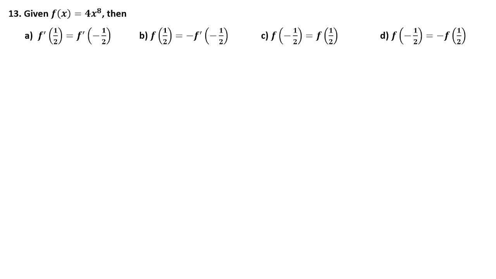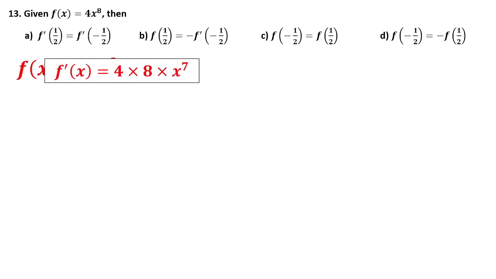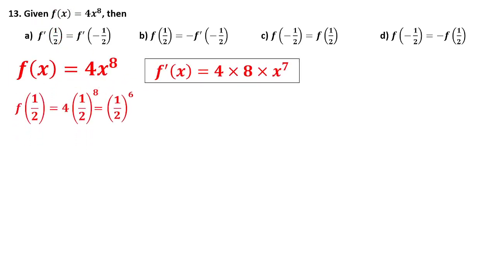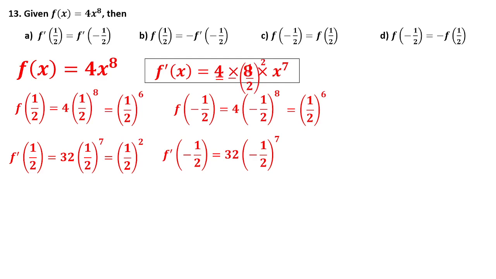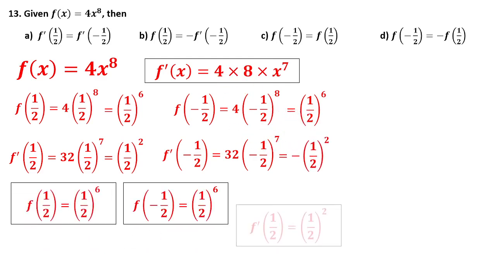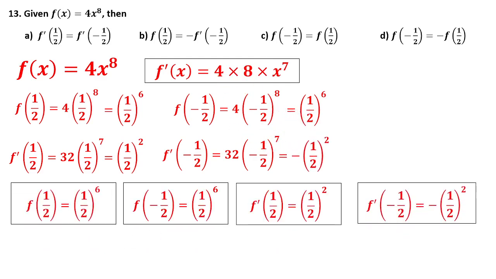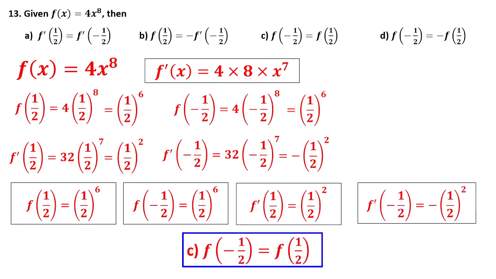F of x is 4x power 8. We have to compare the values of f of 1 by 2 and f dash of minus 1 by 2. Let us check. F of x is given, f dash of x is given. We are finding f of 1 by 2 and f of minus 1 by 2, and we are finding f dash of 1 by 2 and f dash of minus 1 by 2. Let us compare them now. By just comparing these values, you are checking that f of minus 1 by 2 is same as f of 1 by 2. Therefore, the option is C.